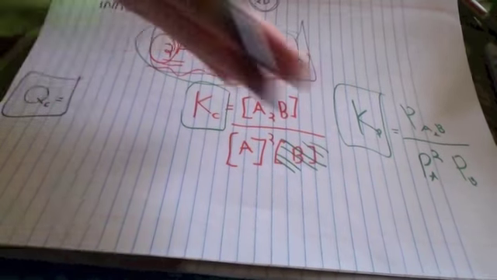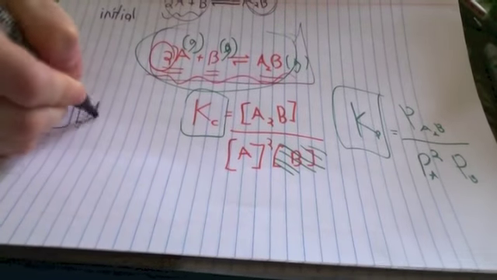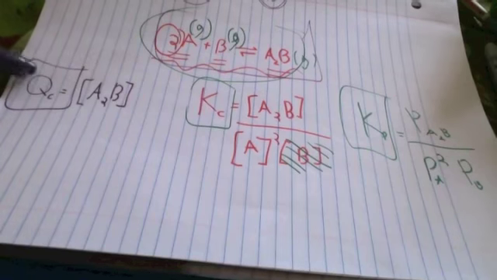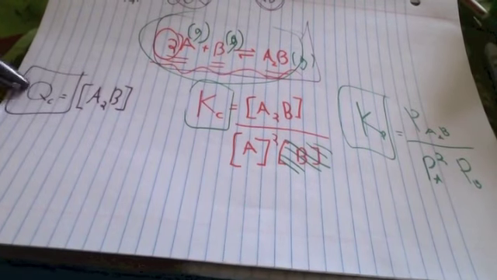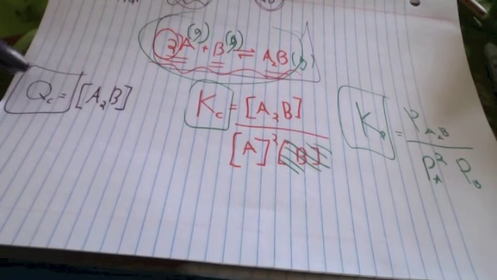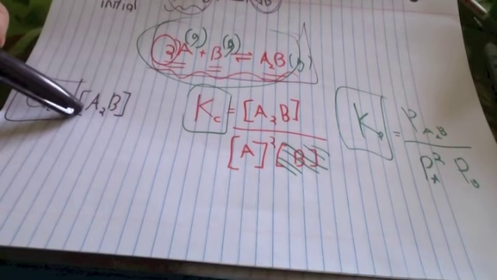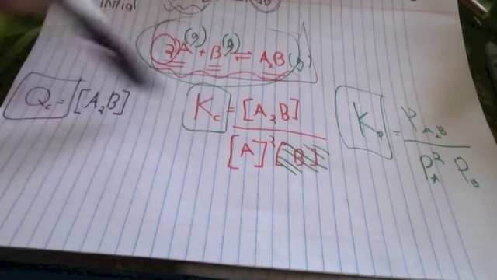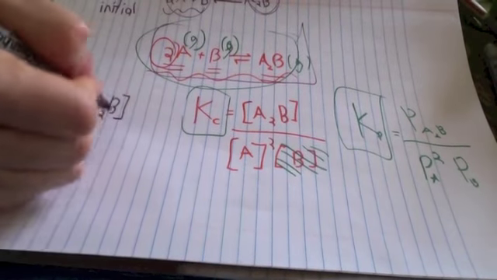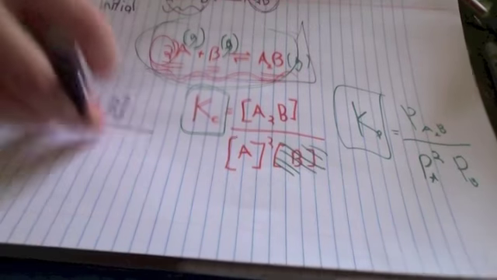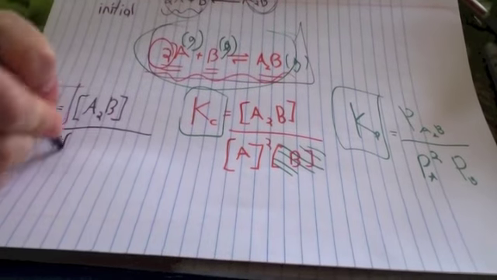I do the exact same calculation that I do for Kc, okay? By the way, this is called the reaction quotient. So from this point on, I'm not going to say Qc and Kc. I'm just going to say reaction quotient and equilibrium constant, okay? So for the reaction quotient, I'm just going to do the exact same calculations as I would do for the equilibrium constant, but I have to keep in the back of my mind that this may not be at equilibrium, okay?